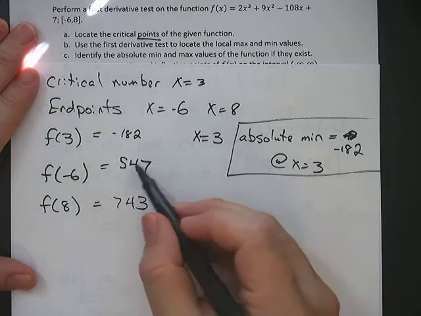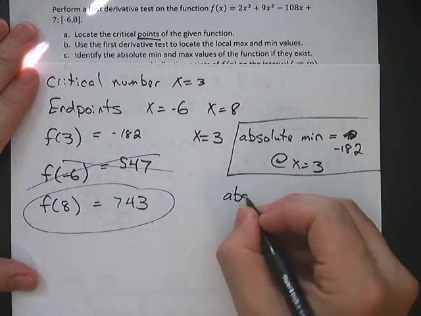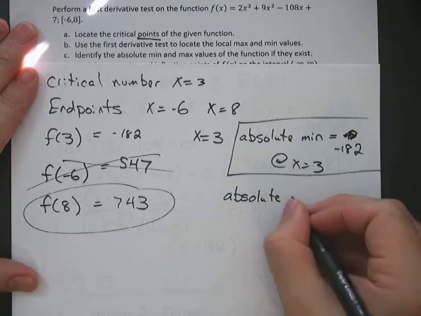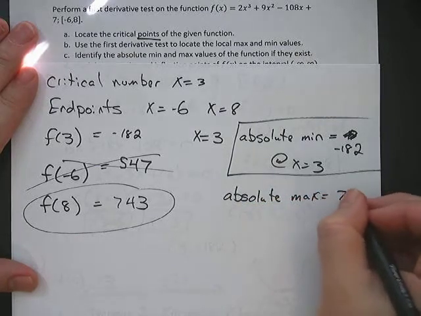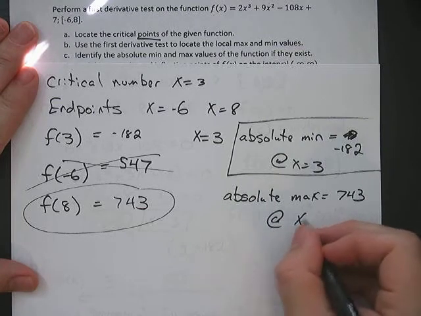And now look at these two. This one's gone. This one is the one we want for max. So the absolute max is equal to 743, and it occurs at x is equal to 8.